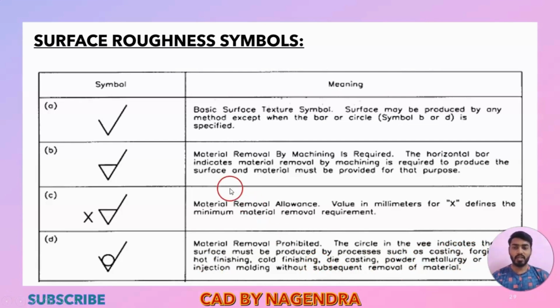Mainly we need to focus on three symbols. If we have the open one, material should be removed by any production method or any machining operation. Next, if we have the closed horizontal line, machining is required, so removal of material should be present. If we have the circle, material should not be removed. We need to maintain that surface roughness directly by the production method.